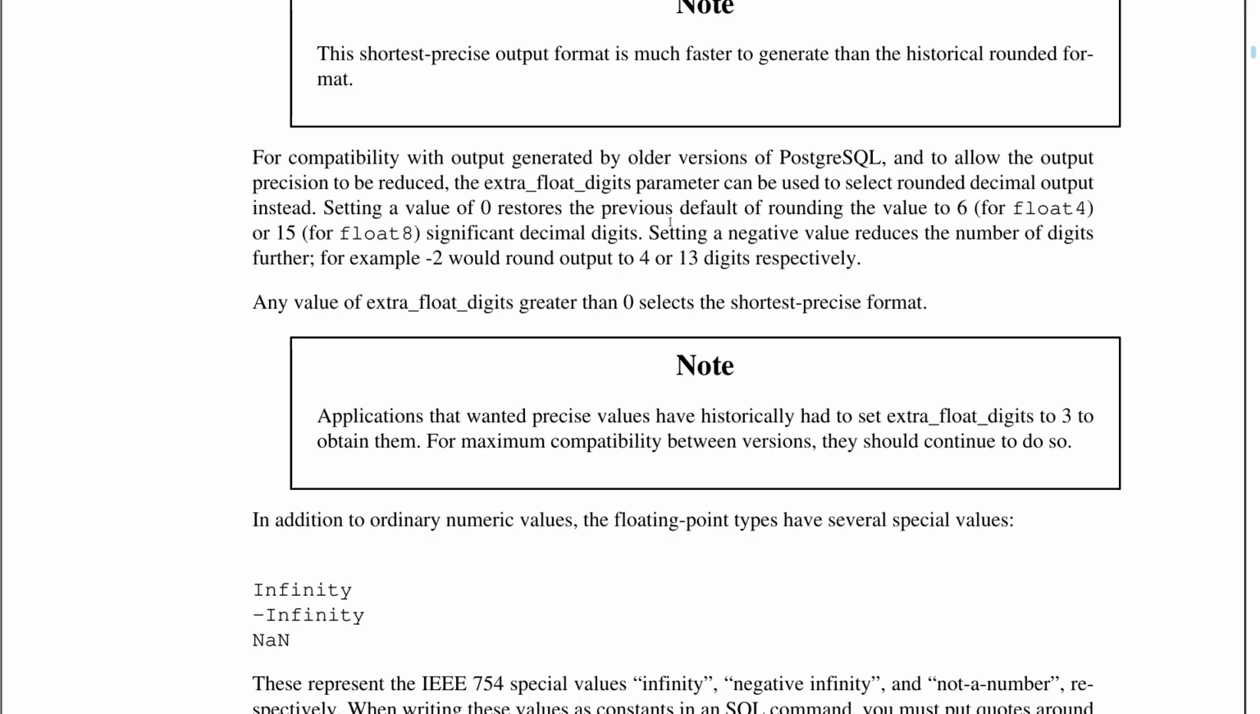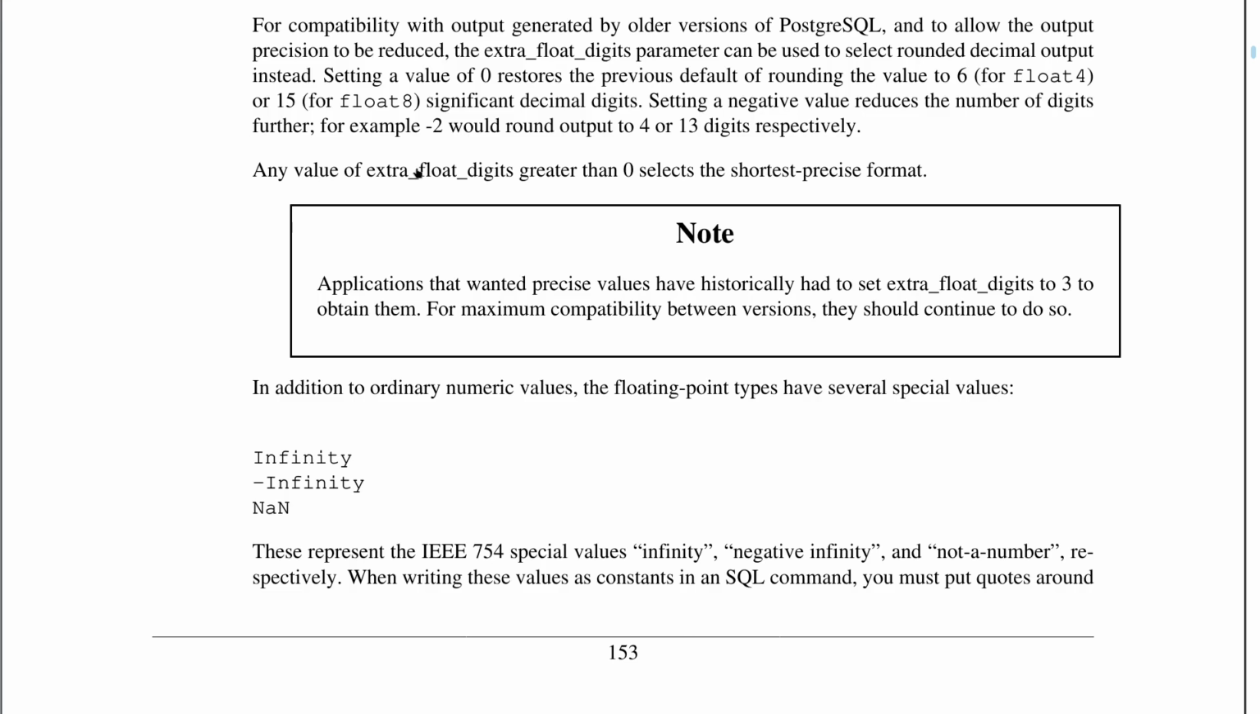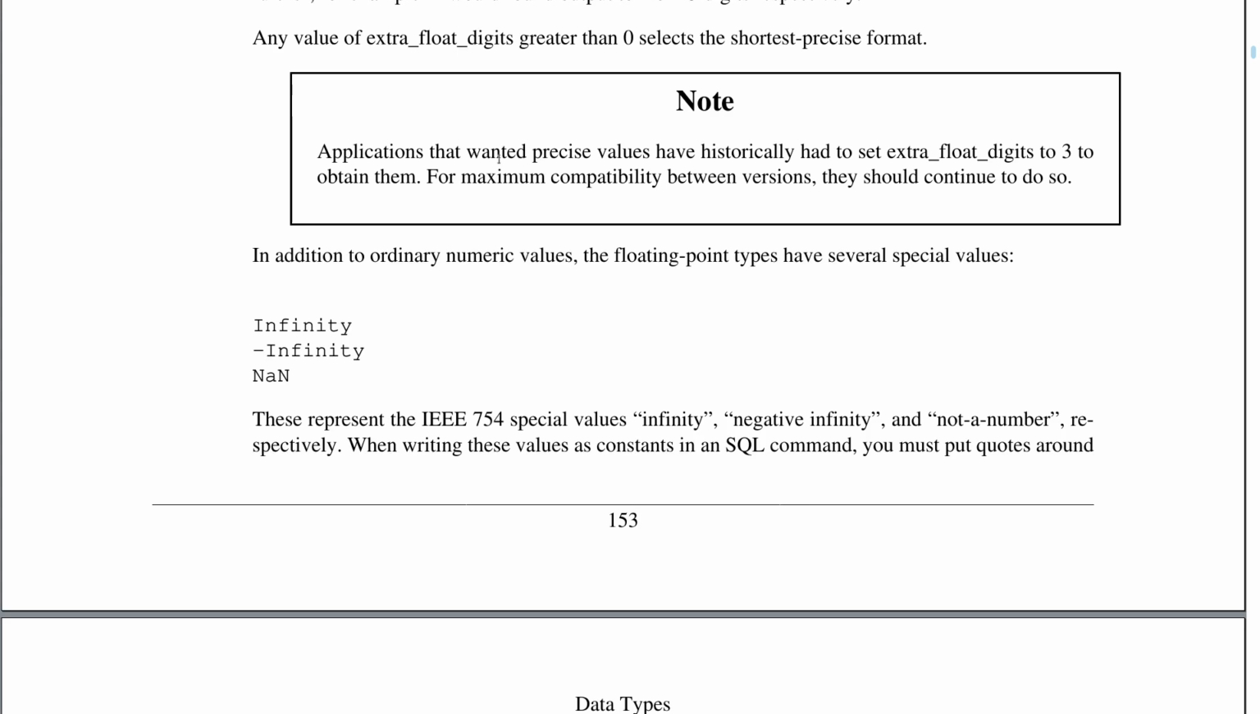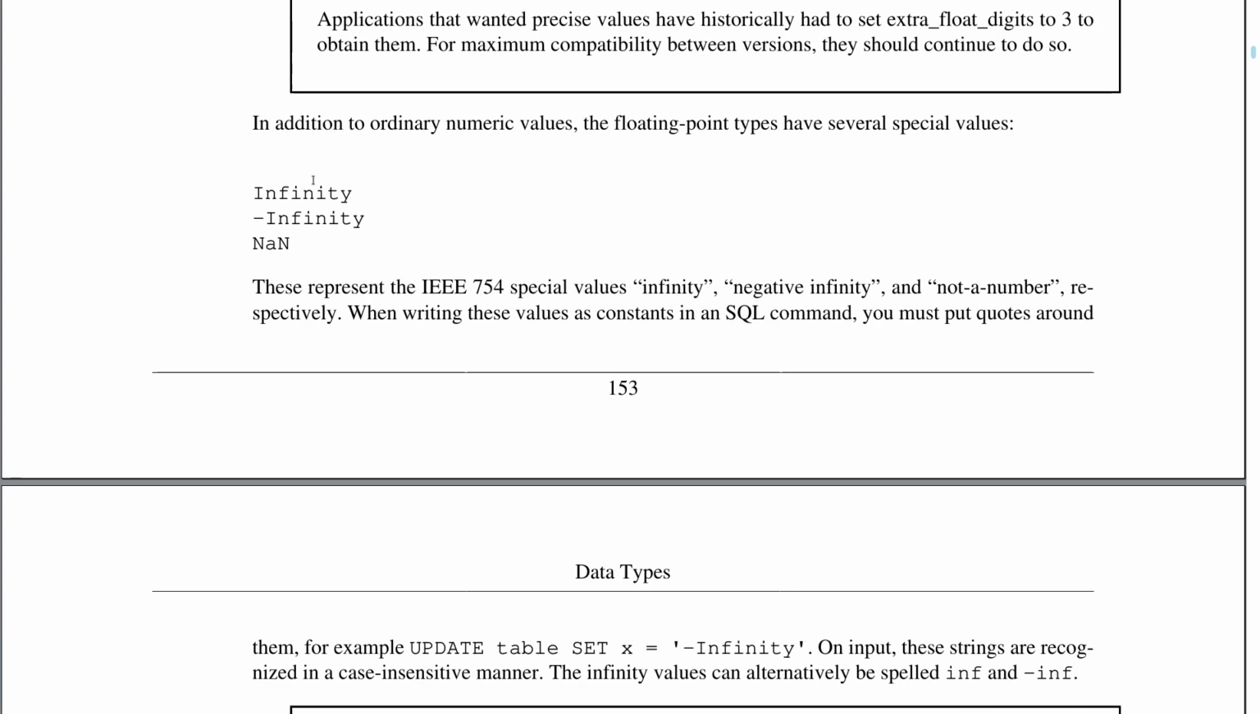Setting a value of 0 restores the previous default of rounding the value to 6 for float 4 and 15 for float 8 significant decimal digits. Setting a negative value reduces the number of digits further. For example, minus 2 would round output to 4 or 13 digits respectively. Any value of extra float digits greater than 0 selects the shortest precise format. Applications that wanted precise values have historically had to set extra float digits to 3 to obtain them. For maximum compatibility between versions, they should continue to do so.